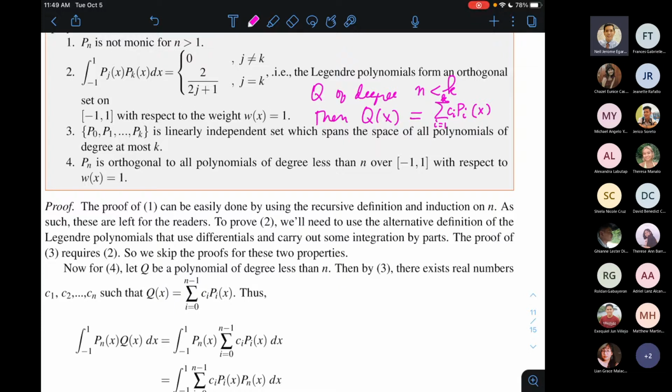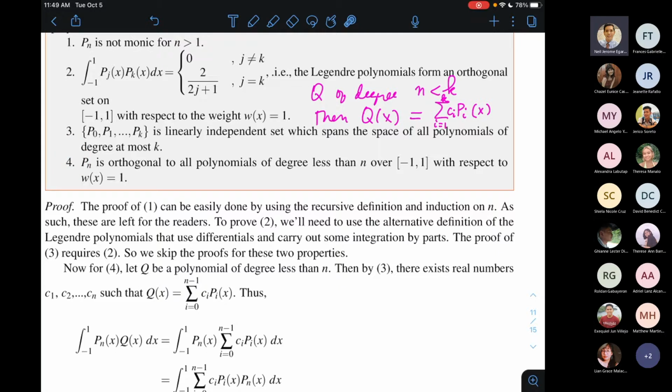Makita nyo talaga pag in-expand yung hindi monic na Legendre polynomial. I think the proof of 2 will require knowledge of the differential equation definition of Legendre polynomial. So we'll skip that. Don't worry about the proof of 2. Proof of 3 will require number 2, so we'll also skip that. Then tingnan natin yung proof ng 4.